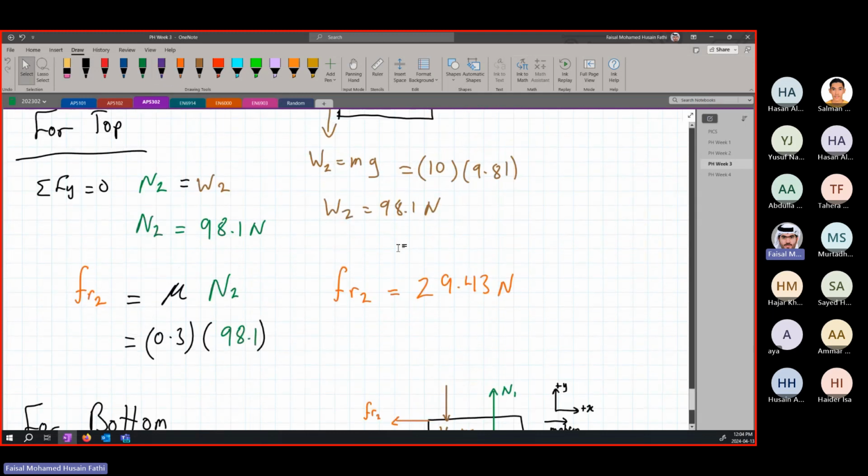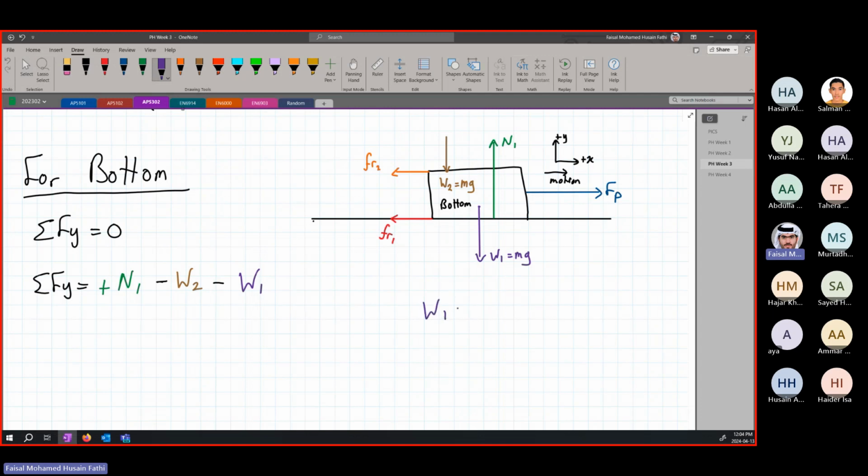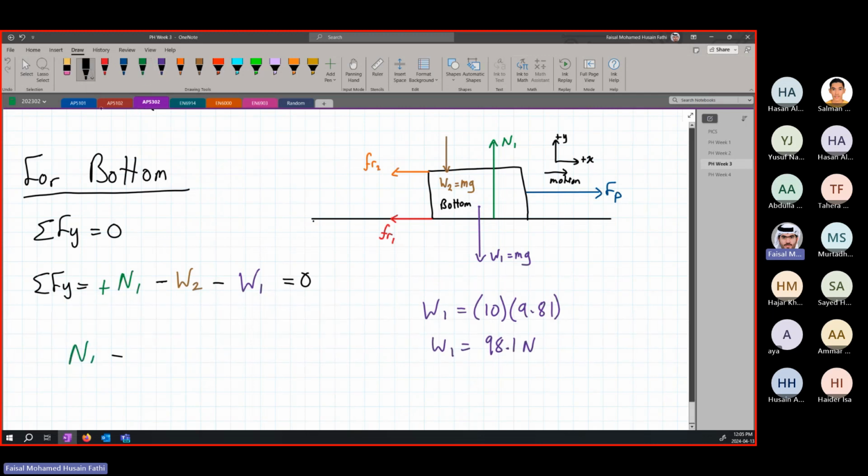We know that W2 was 98.1. We can find that W1 is also equal to 98.1 because it's the same mass. So 10 times 9.81, W1 is equal to 98.1 newtons, okay? If you notice here, we have two weights we have to consider for sigma Fy. So sigma Fy is equal to this equation, which, remember, is equal to 0. So N1 minus 98.1 minus W1, which is also 98.1, is equal to 0.